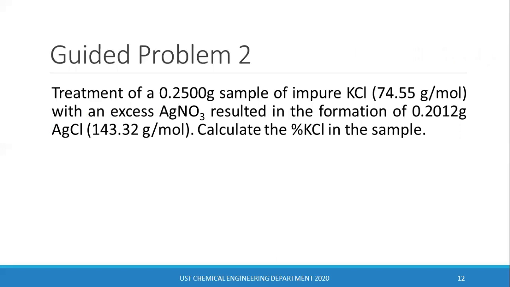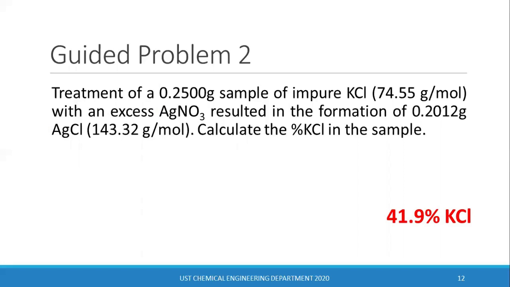Here we are asked to solve for the percent potassium chloride in a 0.25 gram of impure sample. The impure sample was reacted with excess silver nitrate and yielded 0.2012 grams silver chloride. In this problem, silver nitrate is the precipitating agent and it is added in excess to make sure that all the analyte KCl will be precipitated out. The answer is given so that you can pause the video if you want to solve it first on your own. As discussed previously, gravimetric calculations are not possible if you do not know the chemical reaction involved.